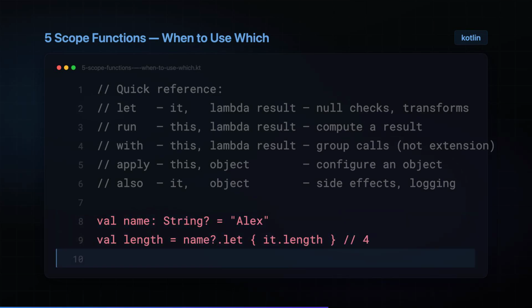Let and run return the lambda result. Apply and also return the object. Let and also use it, run, with, and apply use this.